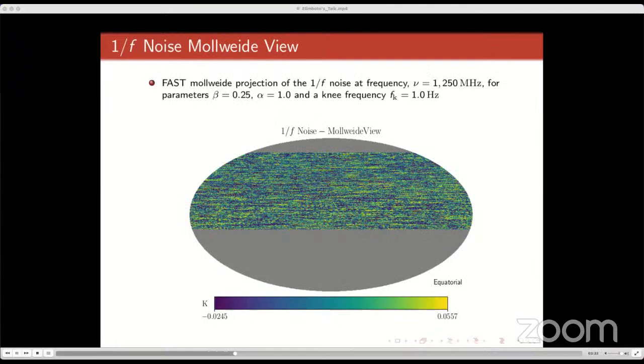This is a simulation of 1/f noise, a projection in the equatorial plane as a wider view. 1/f noise has features that look more or less the same as the neutral hydrogen signal of our interest.